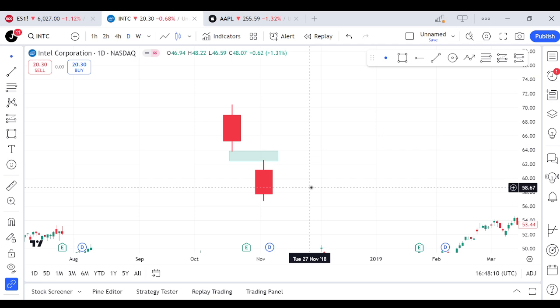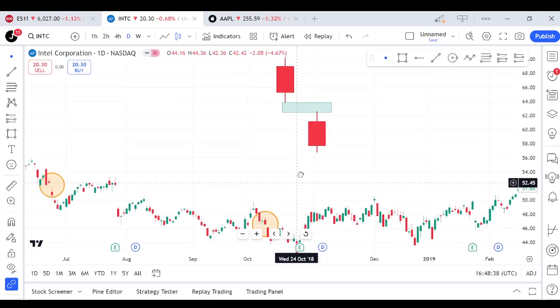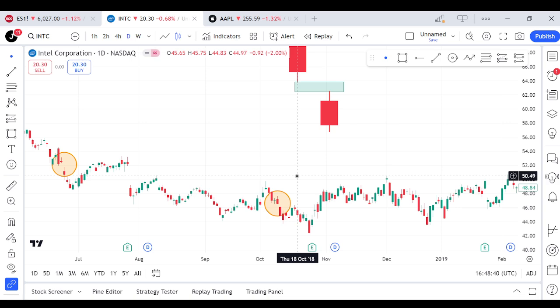It suggests that sellers are in control and are aggressively pushing prices lower. This pattern often leads to a continuation of the downtrend, making it a valuable tool for identifying potential short entries or exits from long positions. So when you spot a falling window, pay attention to the volume. Typically, you will see increased volume during the formation of this pattern, particularly on the second candle. So let's hop on the charts and look for the falling window pattern.